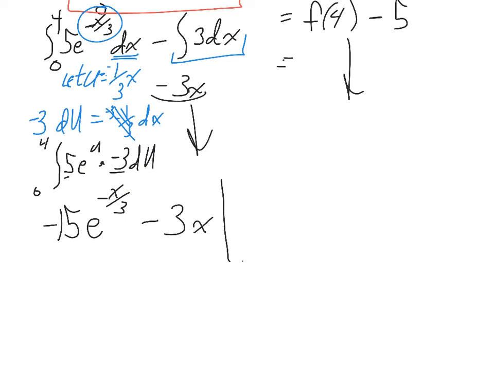Now we've got to evaluate. Now I'm going to put my 0 to 4 back in. And that is still my f of 4 minus 5. So this is what we have set up now.